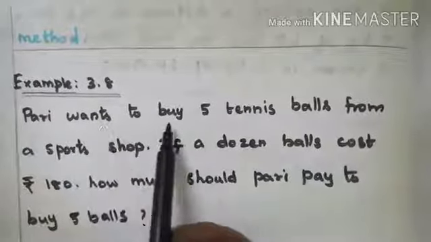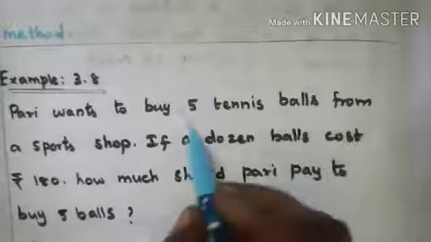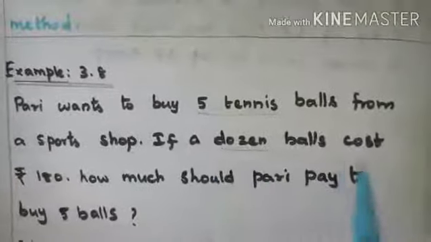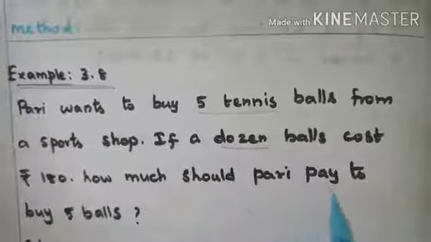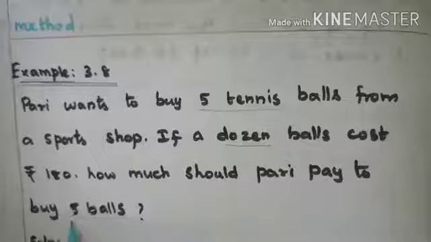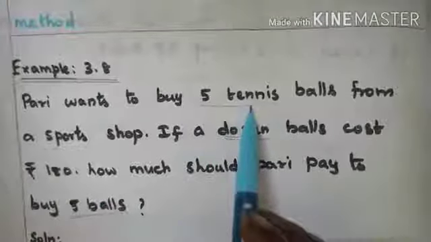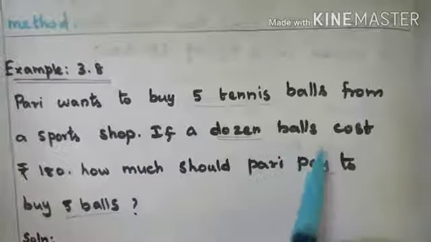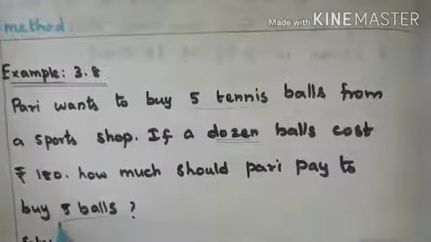Unitary method. Example 3.8. Pari wants to buy 5 tennis balls from a sports shop. If a dozen balls cost rupees 180, how much should Pari pay to buy 5 balls?